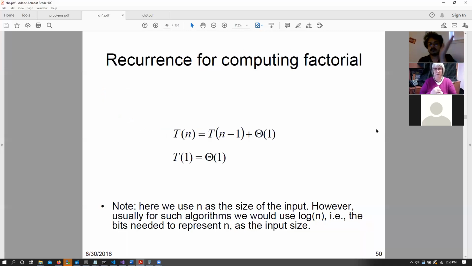T of n equals T of n minus 1 plus theta of 1, where the base case, where we just have n equals 1, is going to be theta of 1. Because when n equals 1, we just return 0 or 1, right? That is the first, we just return 1. So that is the case where we have factorial of 1 or factorial of 0, the base cases.